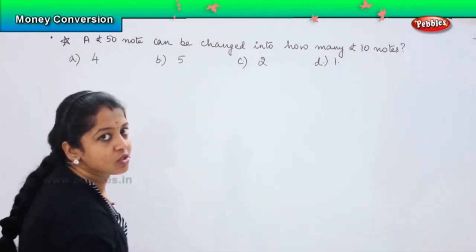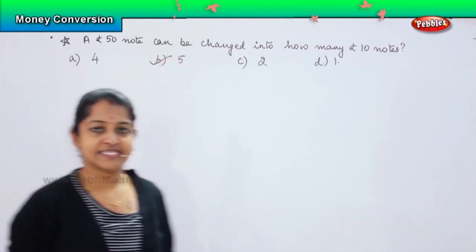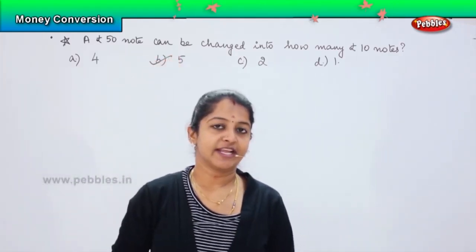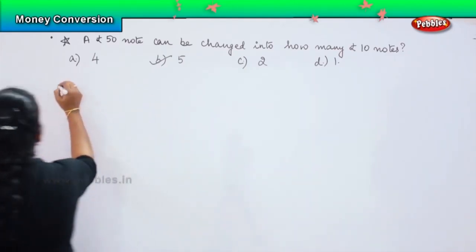So where is 5 here, children? Yes, it is option B. Is it clear? Shall we move to the next question? Okay. So here is your next question.